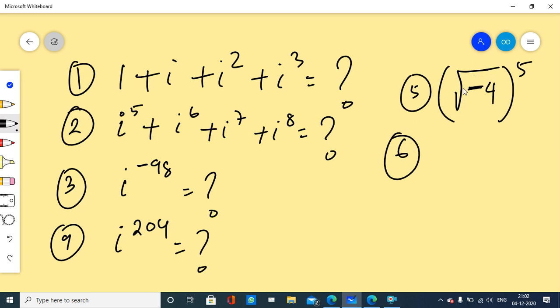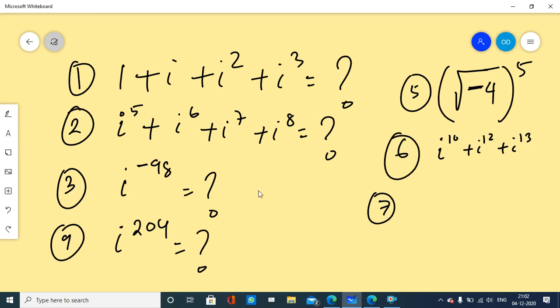Okay, this is not an ordinary square root of 4. This is square root of minus 4. Its answer is an imaginary number. It is not a real number. Square root of a negative number is not a real number. Remember all that, right? Then you will find i to the power 10 plus i to the power 12 plus i to the power 13.